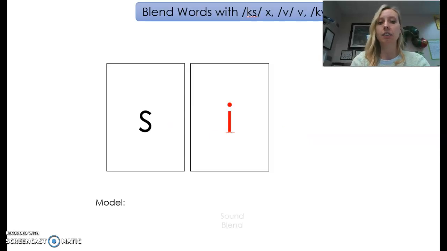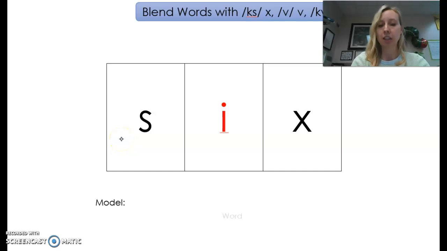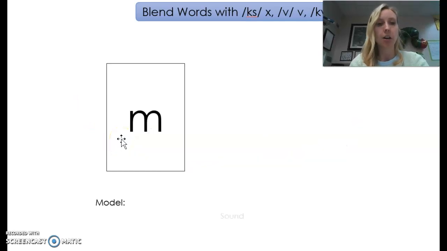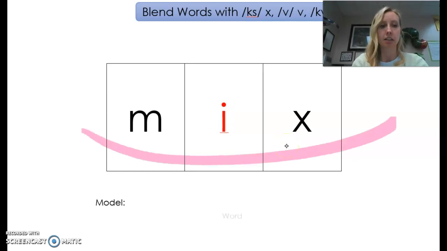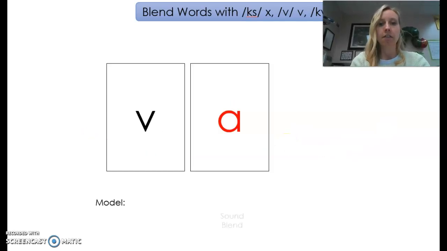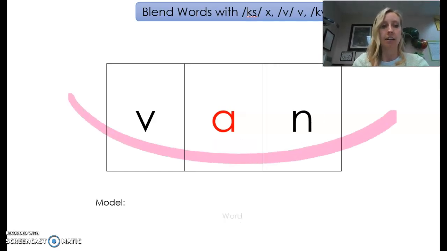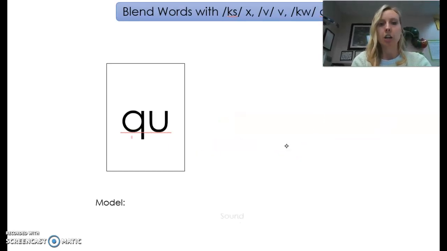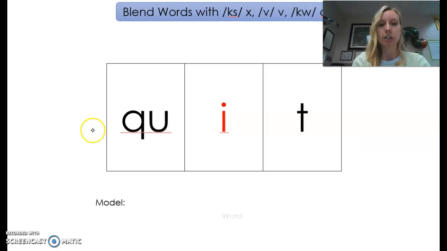Okay, friends, now we're going to blend. Here we go. Six. The word is six. Here we go. Mix. The word is mix. Van. The word is van. Now remember, it's not it'd be qua. Qua it. The word is quit.